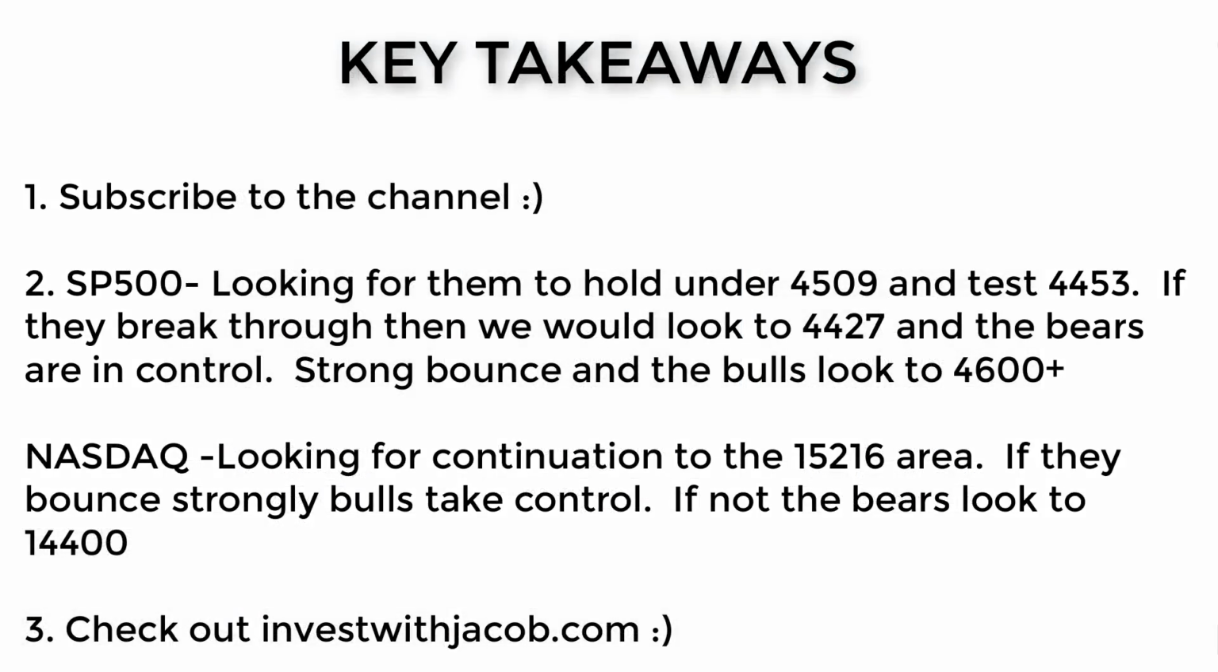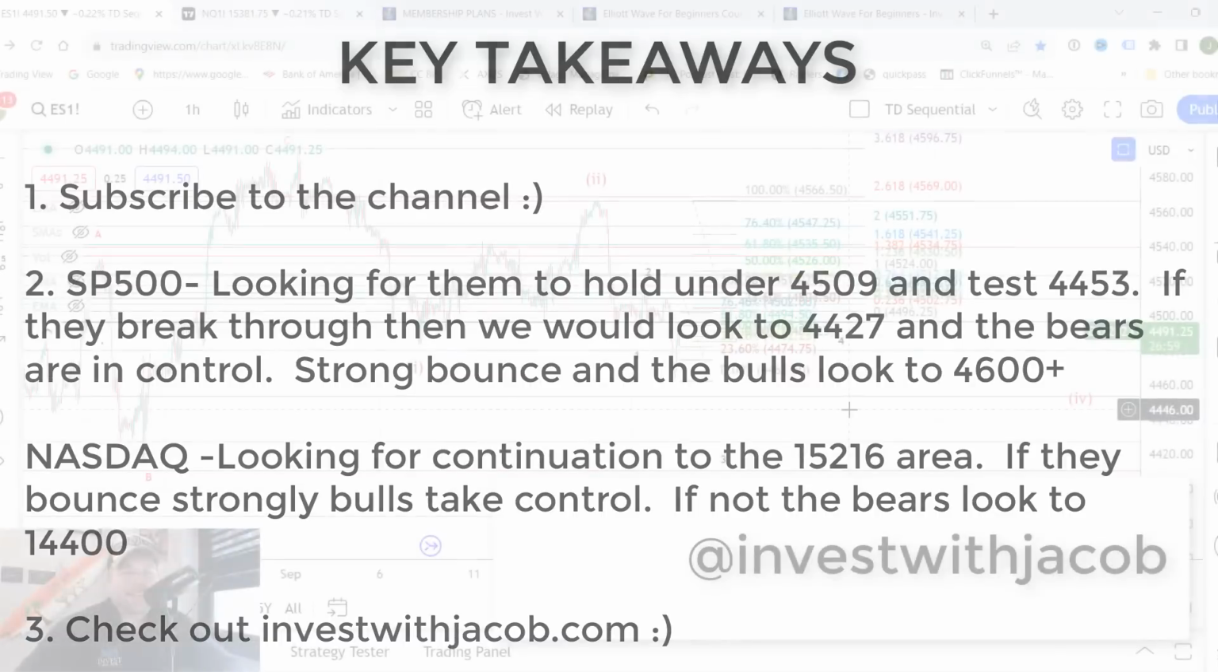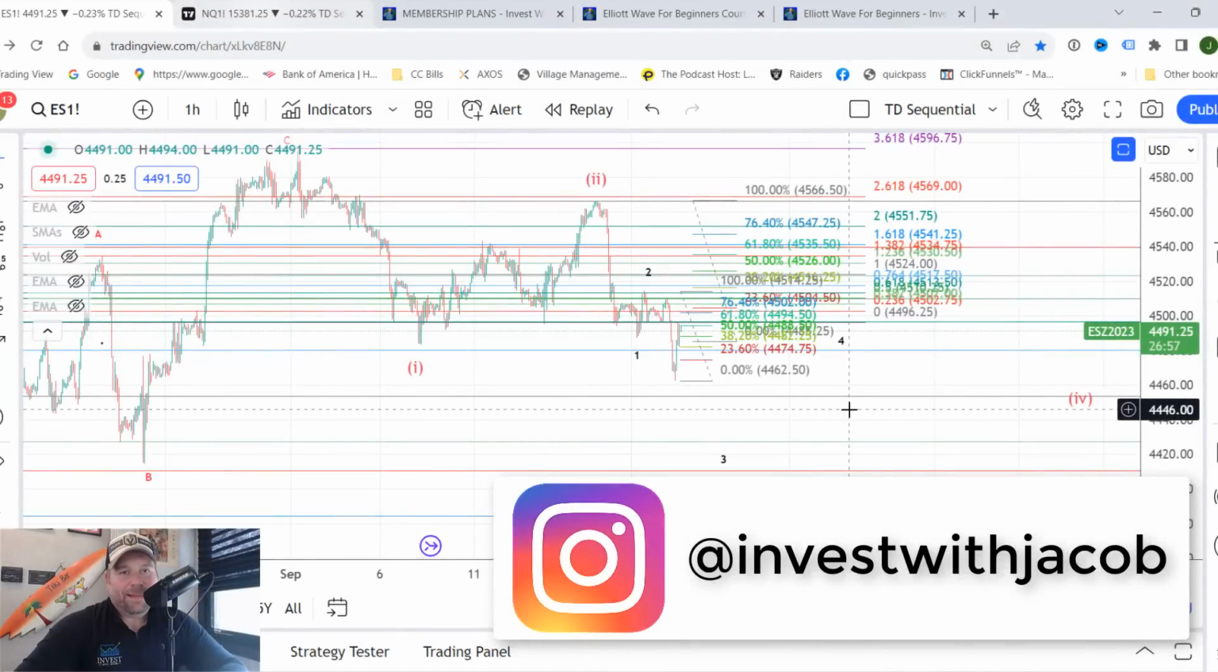Okay, key takeaways for today. We are looking for the bears to hold under Tuesday's high. If we can get that, we would look for them to push down at least to the 44.53 area. That is the key level to watch. If and when they get there, if they push through down towards 44.27, then the bears are in control of the market. If they bounce strongly off of that level, then the bulls have taken control.